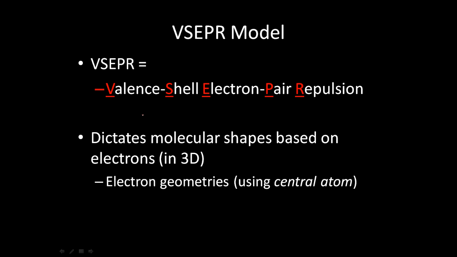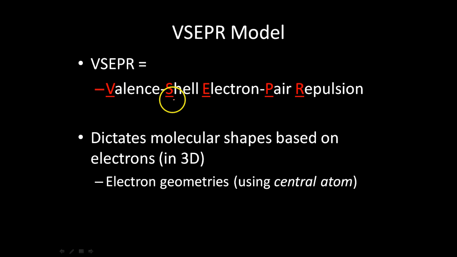So this first bit on the actual shapes that I'm going to show you is all dependent upon this theory, which is called the valence shell electron pair repulsion. Whenever you see VSEPR, which is how we say it, V-S-E-P-R, VSEPR, think valence shell electron pair repulsion.